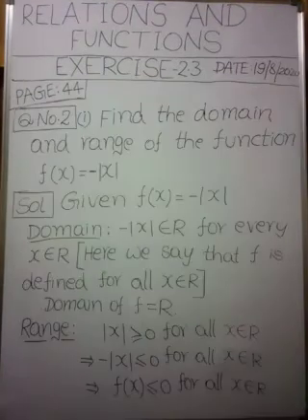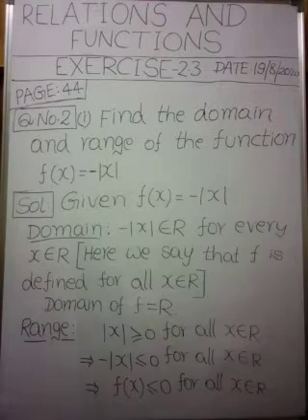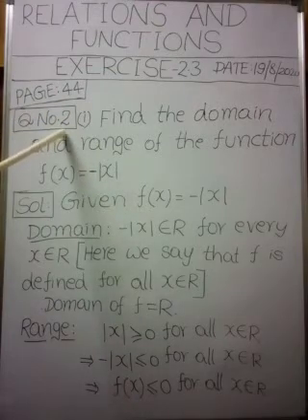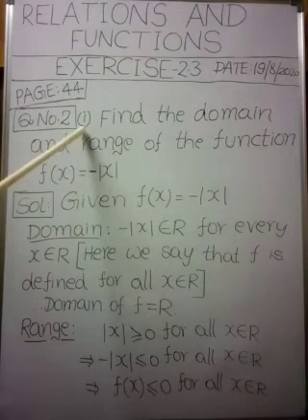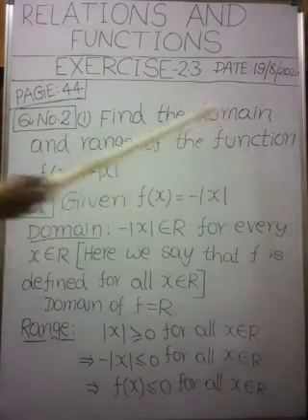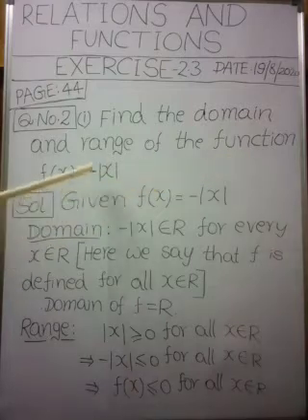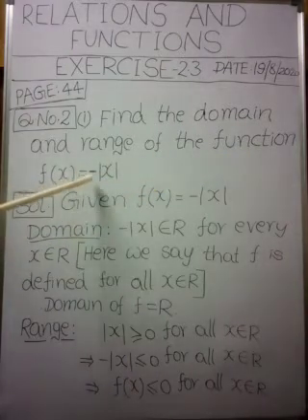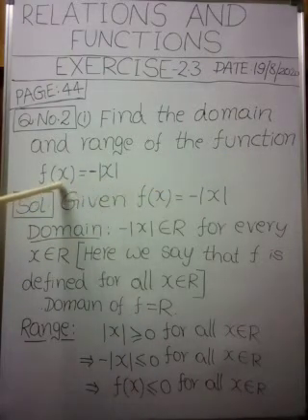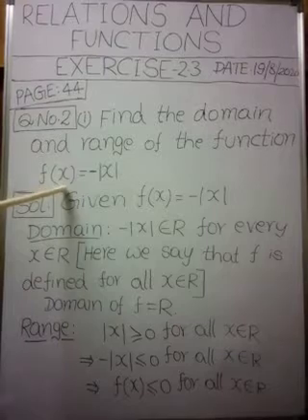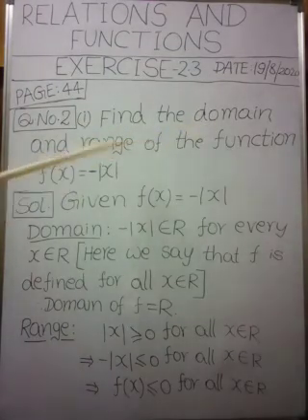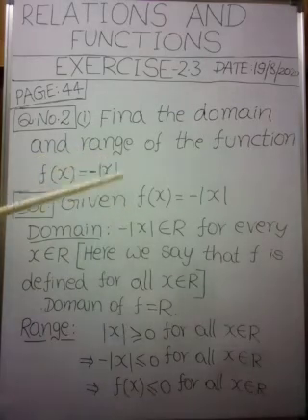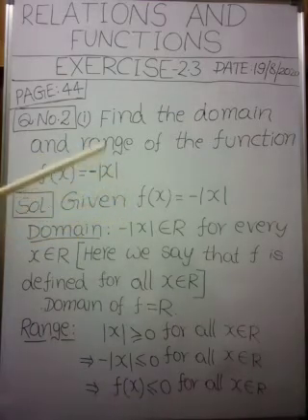Right. Now come to question number 2. In this Roman, there are two parts. First part: find the domain and range of the function f(x) = |x|. This is the given function. What should we find here? The domain and range of this function. Understood the question, my dear children? Right.